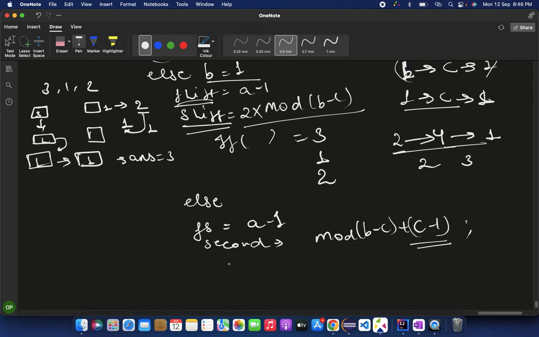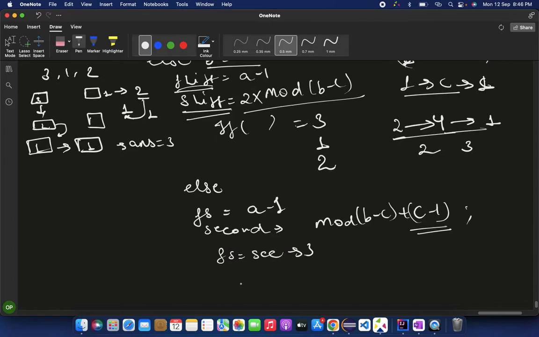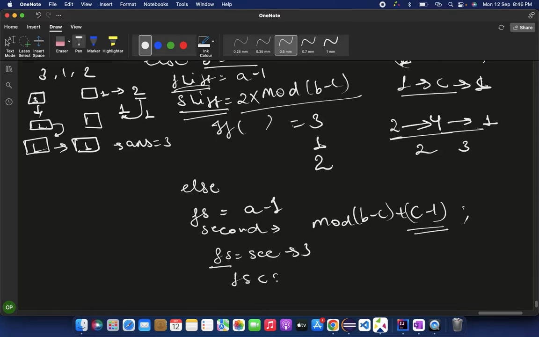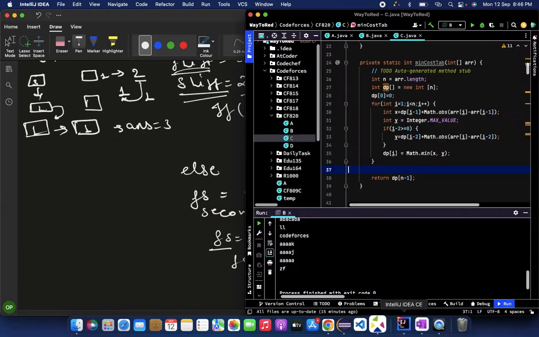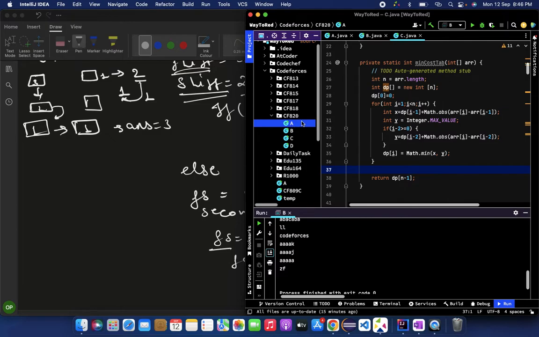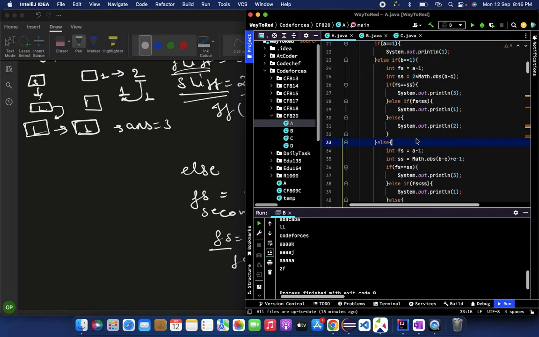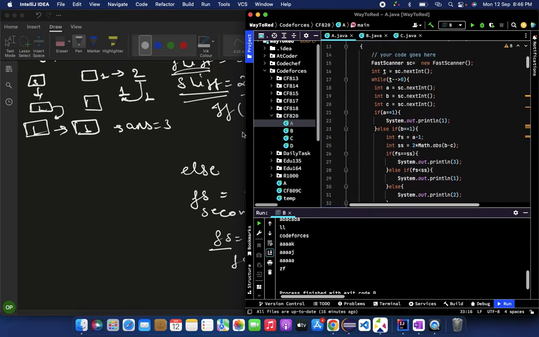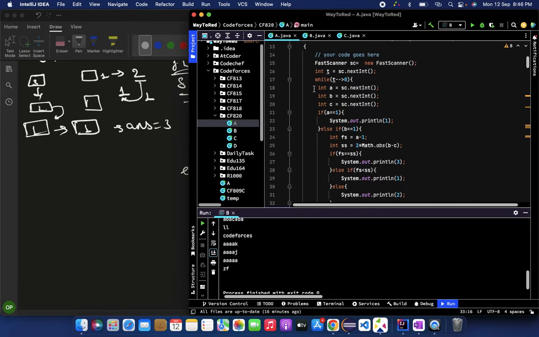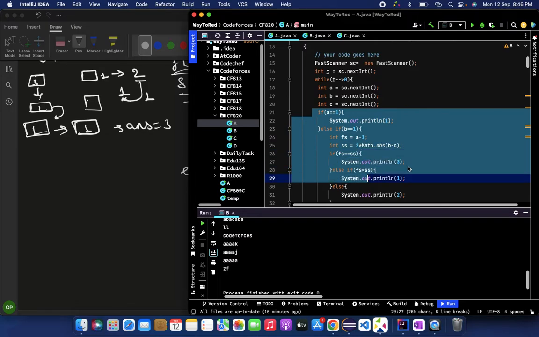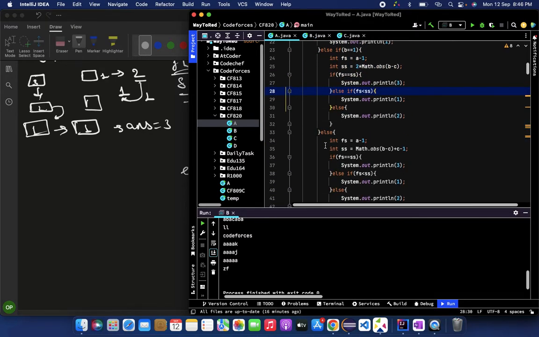Then again we compare: if the first equals the second, we output 3. If the first is less than the second, then 1, else 2. So it was a very basic implementation of this question. If I show you the code, I've taken the input, checked for a equals 1 and b equals 1 individually, and finally this case.